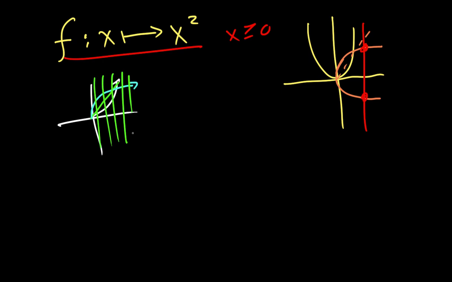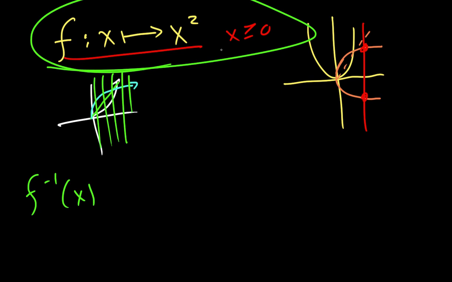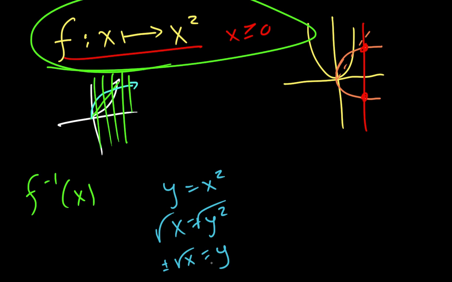Okay, now it says find the inverse of f of x for this situation. So we're going to have y equals x squared, swap the x and the y, square root both sides, and we would have a plus or minus, but since we were only using the positive x values, we don't need to do this. And so the inverse of f of x is the square root of x.